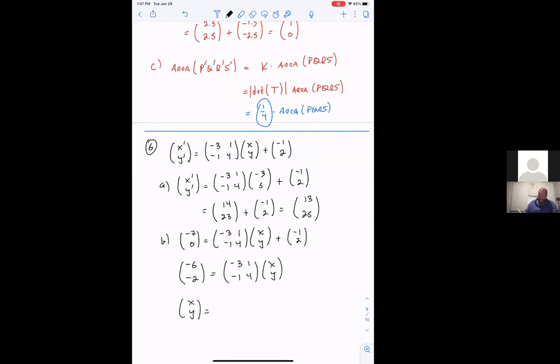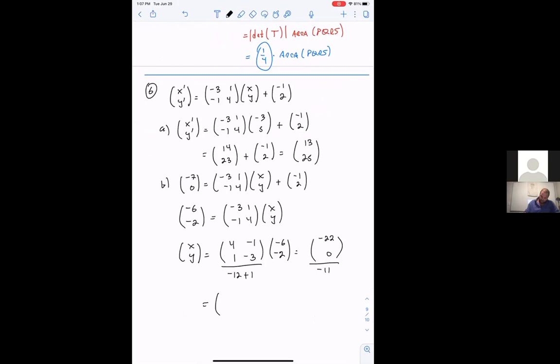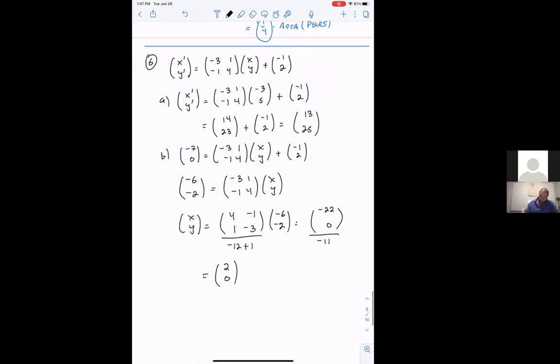We want (x, y) by itself. So we're going to multiply on the left by the inverse of this 2 by 2 matrix. Those switch, those negate. Divide by -12 minus -1, and then multiply by (-6, -2). So we get -24 plus 2 is -22. -6 plus 6 is 0, over -12 plus 1 is -11. So we get the very nice numbers (2, 0). So (2, 0) would map to (-7, 0).